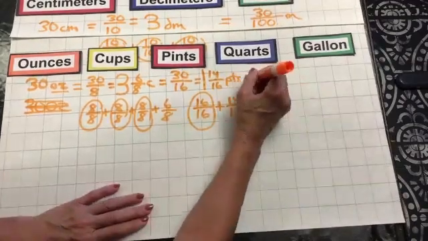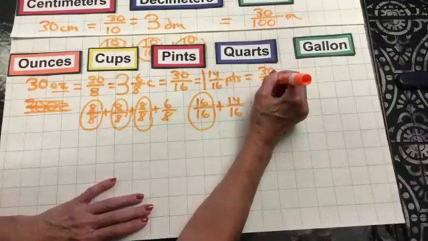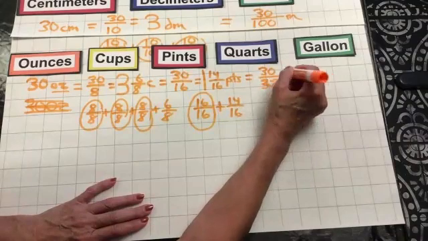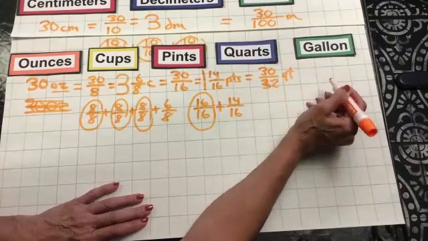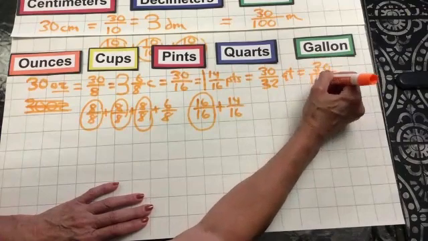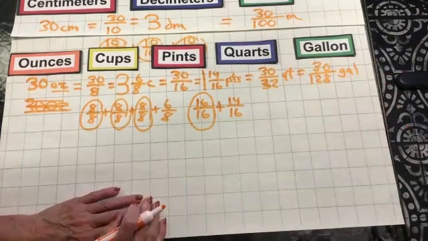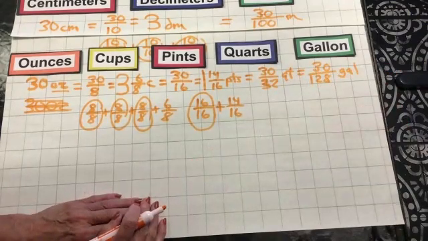All right, our next thing is quarts. We have 30 out of 32, almost a whole quart, but not quite. And then that equals 30 out of 128. So we have also a partial gallon, 30 128ths of a gallon.